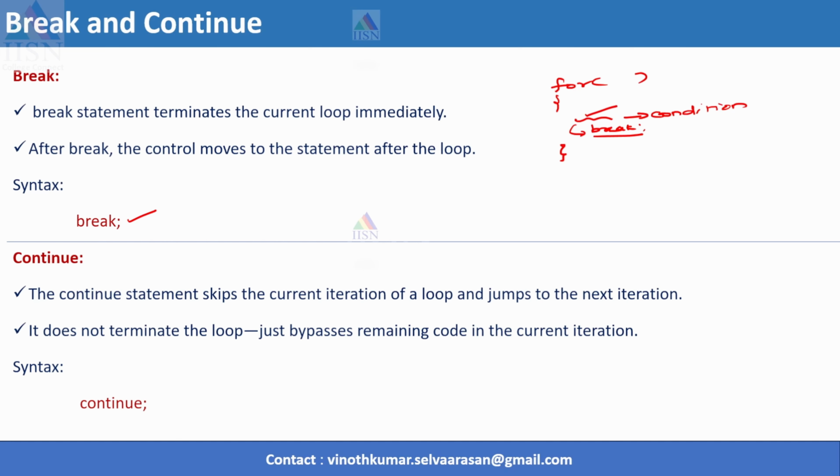So once the break statement is encountered, without moving to the next iteration, it is going to exit from the looping statement. Control will be transferred to the statement next to the for loop, and whatever statement exists after the for loop is going to be executed. This is what the break statement is about.